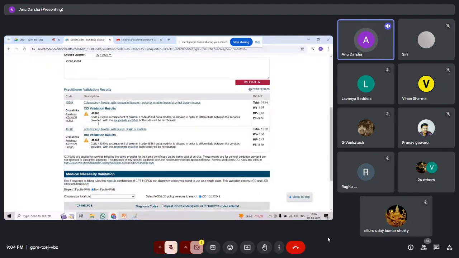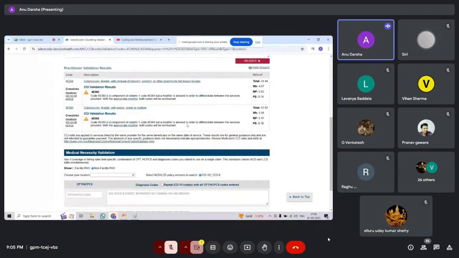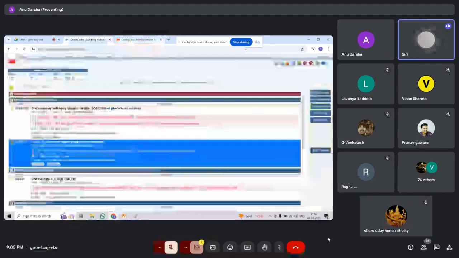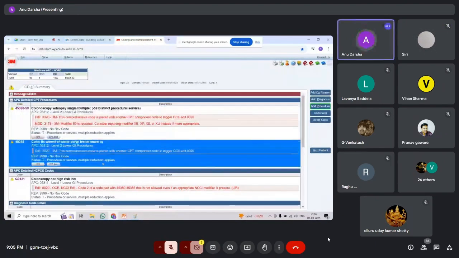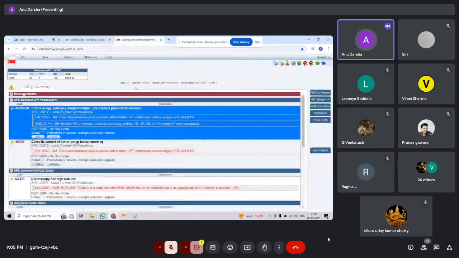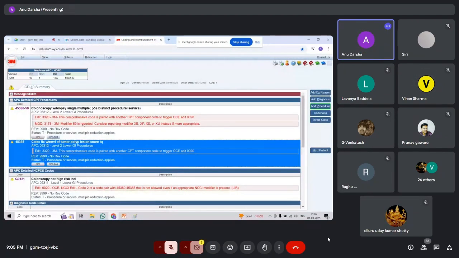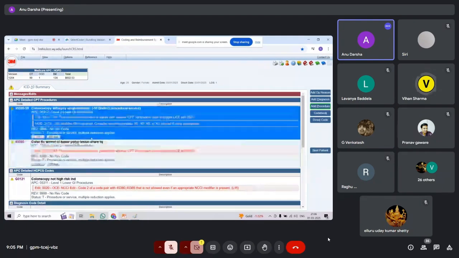This is called a bundling edit. It is saying that 45380 is bundled in 45384. So as a coder, we have to unbundle it using the 59 modifier. Appending the 59 modifier is called unbundling. This edit is a bundling edit. Clear? Okay, ma'am. Others also clear? Bundling, unbundling, 59. Yes. Great.